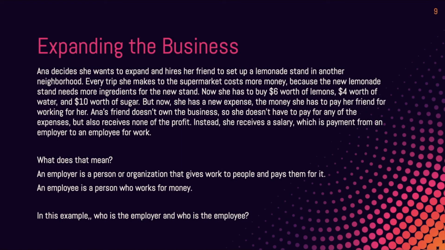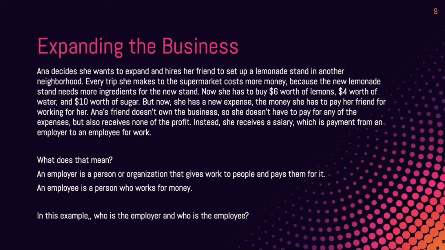Let's go back to the example company, Anna's lemonade stand. So Anna decides that she wants to expand her company, and she hires her friend to set up a lemonade stand in another neighborhood. Now her expenses have doubled. Before she was purchasing $3 of lemons, $2 of water, and $5 of sugar. But now she has to purchase $6 of lemons, $4 of water, and $10 of sugar, because she is now selling more lemonade due to the second lemonade stand.